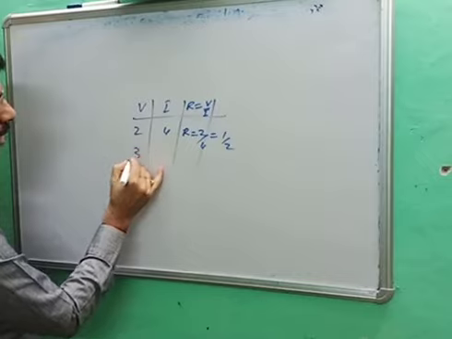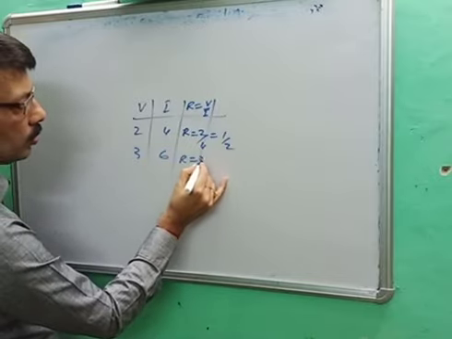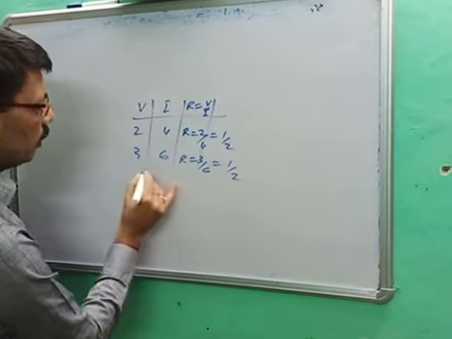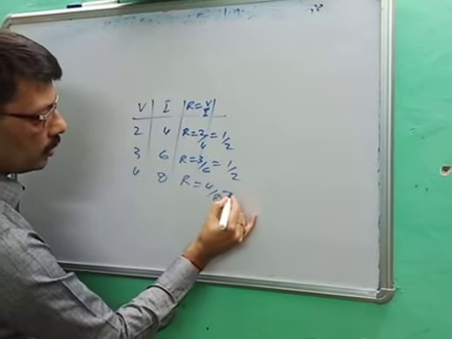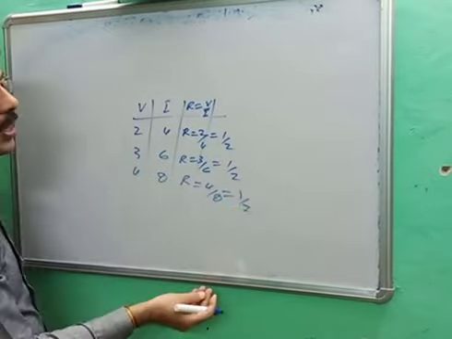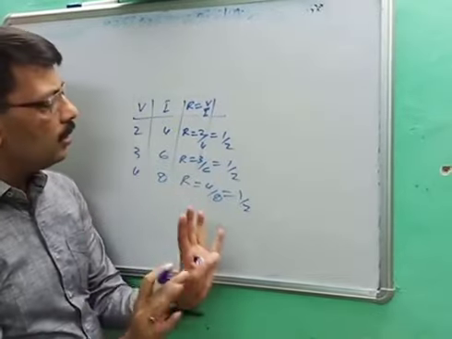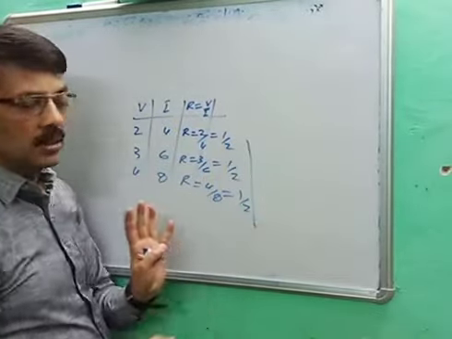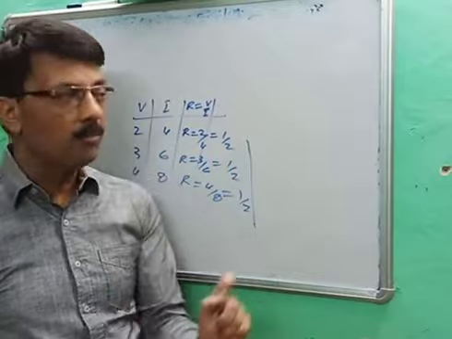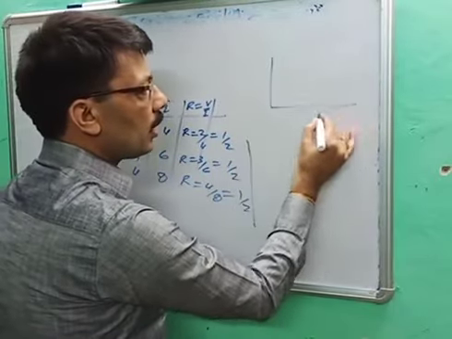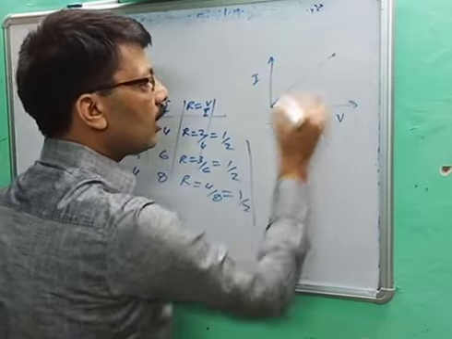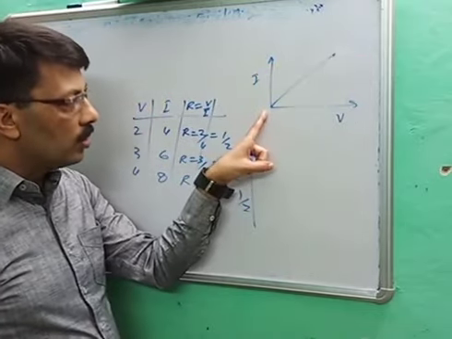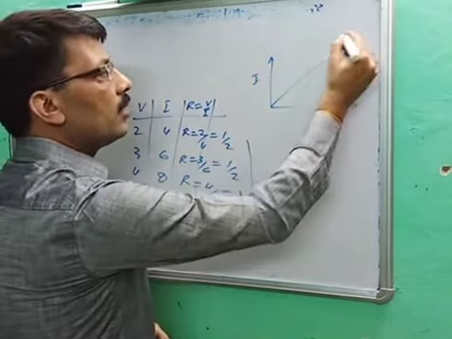If here it is 3 and 6, R is equal to 3 by 6, you will get 1 by 2. If it is 4 and 8, R is equal to 4 by 8, 1 by 2. Or 1, or 2, any constant value if you are getting, this clarifies the verification of Ohm's law. And if you trace the graph between V and I, and you are getting a straight line that passes through the origin, then this verifies Ohm's law.